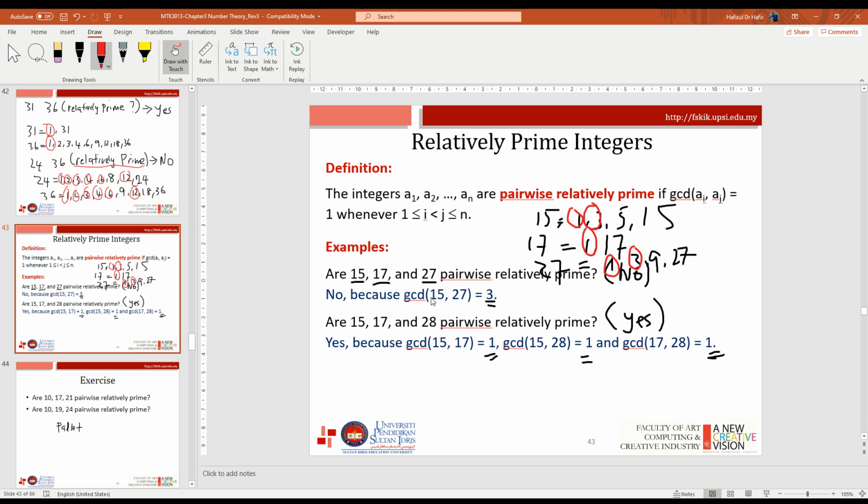Okay, 15, 17, and 28 pairwise relatively prime? Yes. Because the GCD for 15 and 17 is 1, the GCD for 15 and 28 is 1, and the GCD for 17 and 28 is 1.